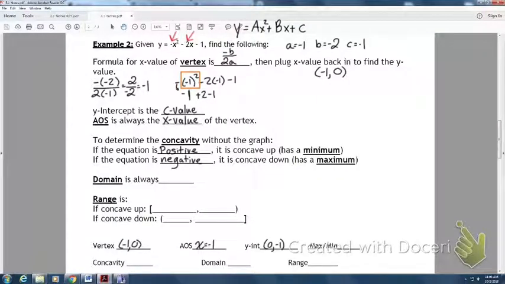So the a value on this, is it positive or negative? Negative. Okay, so Holly, is it going to be concave up or concave down? Concave down. Which, Giselle, if it is concave down, that means it is going to be a maximum or a minimum? Maximum. Lisa Betta, the domain is always what?